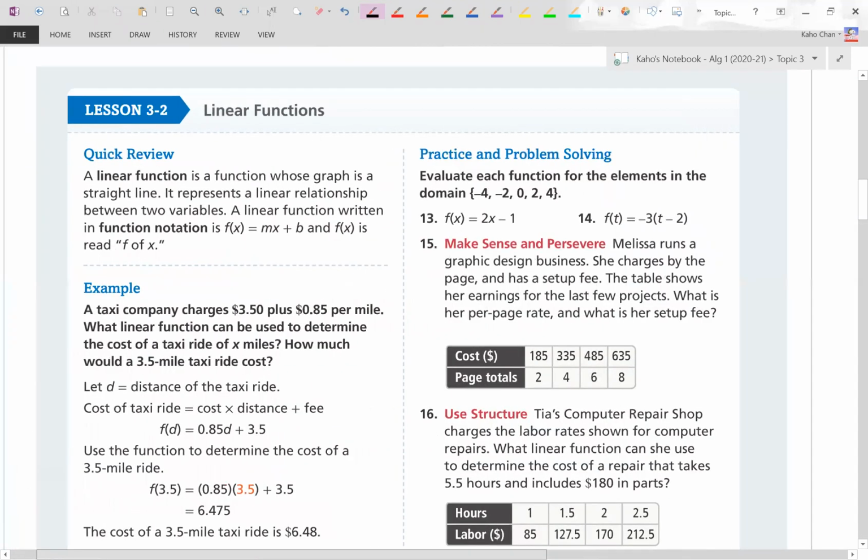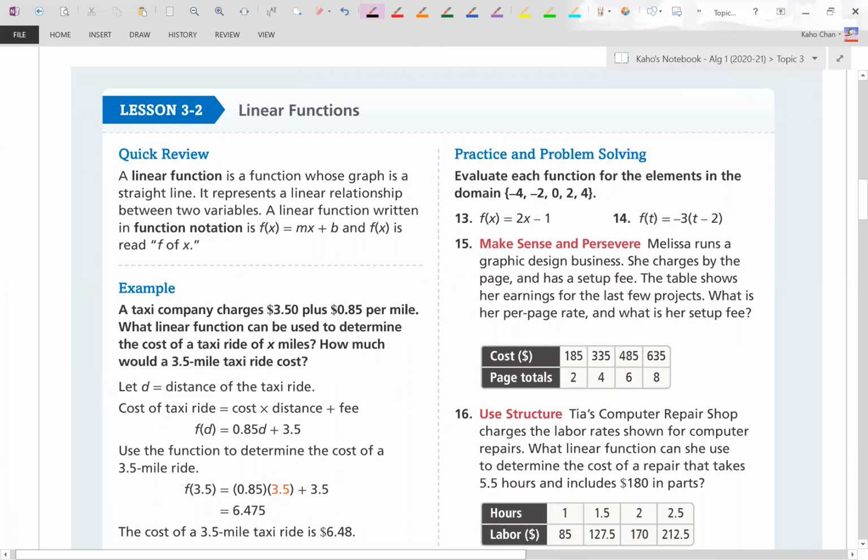Linear functions are next, 3-2. A linear function is a function whose graph is a straight line, hence the name linear. It represents a linear relationship between two variables. A linear function written in function notation is f of x equals mx plus b. Now, we've done linear equations before. A function is using this new type of notation. F of x is how you say that, f of x. I mean, it's not like we're multiplying the letter f with the letter x. F of x literally replaces the letter y. It gives you more information, okay?